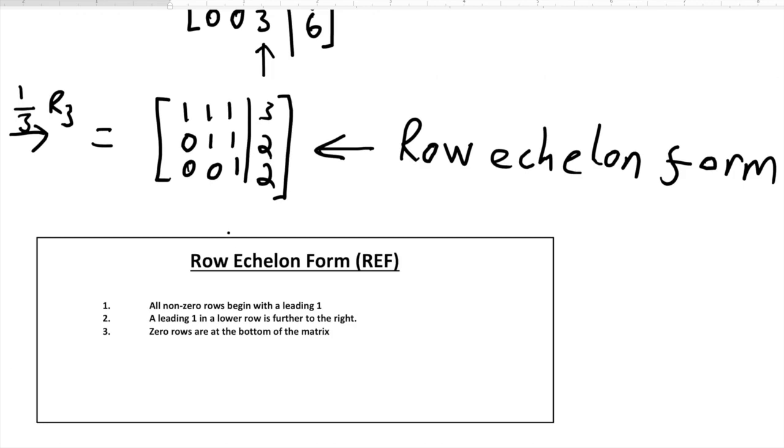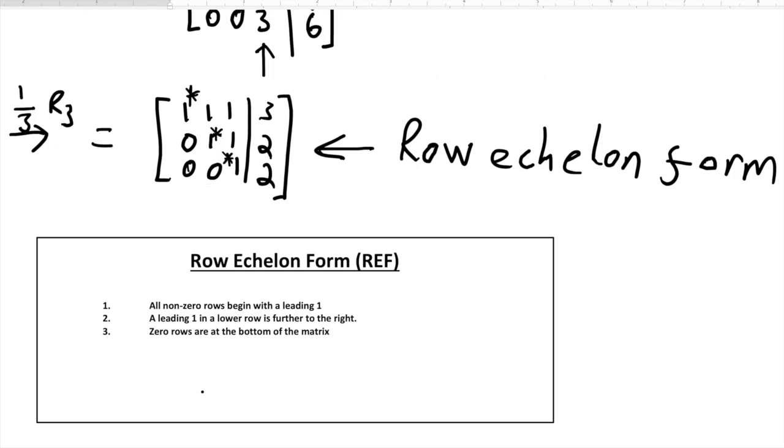So the first property is that all non-zero rows begin with a leading 1. And just for clarification, a 0 row is a row where all the elements are zeros. And I'll just mark the leading ones so you know what they are. The leading one in the first row would be this one here, because it's the one furthest to the left in the column. In the second row, it would be this one. And in the third row, it would be this one here.